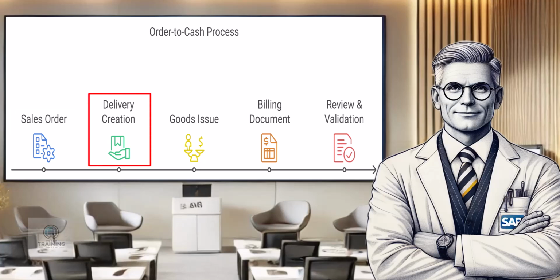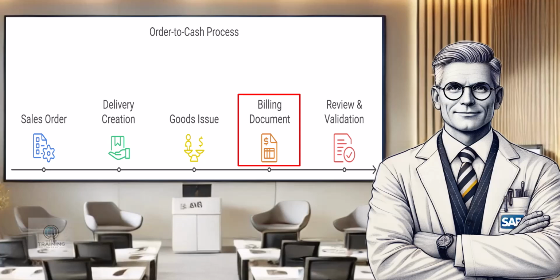Outbound delivery creation. Here, we transitioned to logistics. We planned and executed the delivery of goods, including picking and packing, emphasizing real-time inventory updates and delivery schedules. Goods issue posting. Once the physical goods were shipped, this crucial step ensured the financial and inventory records were updated, reflecting the movement of goods.